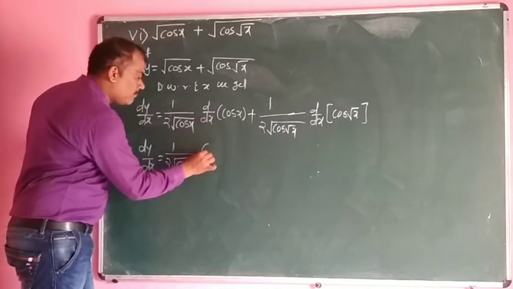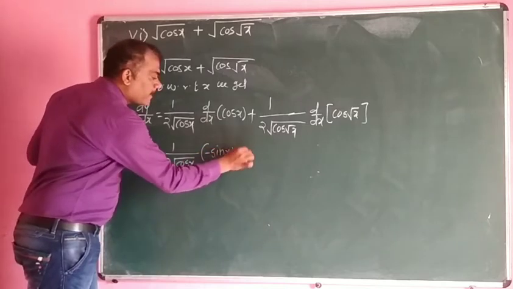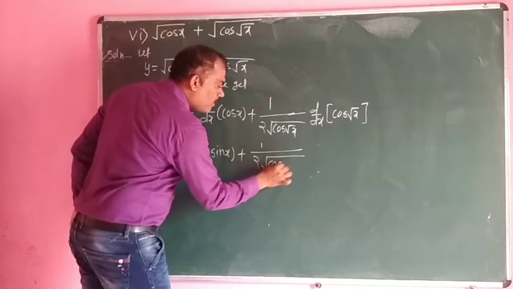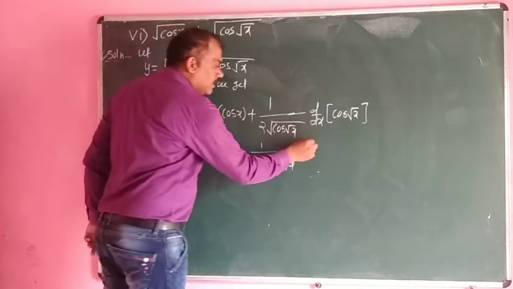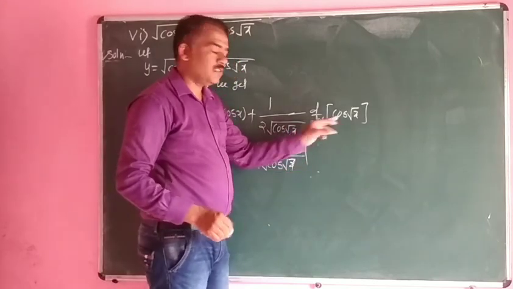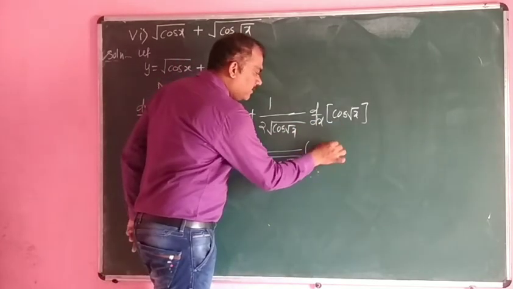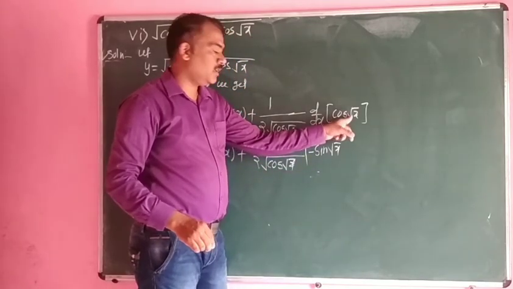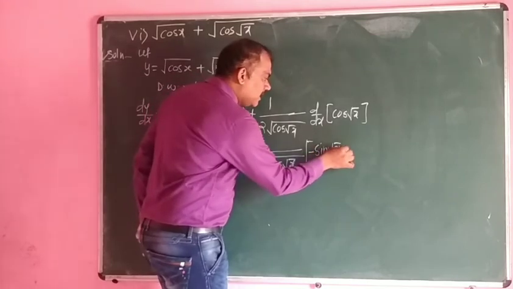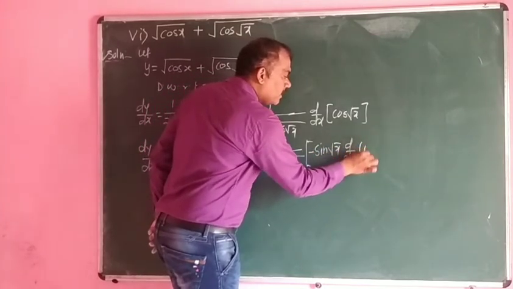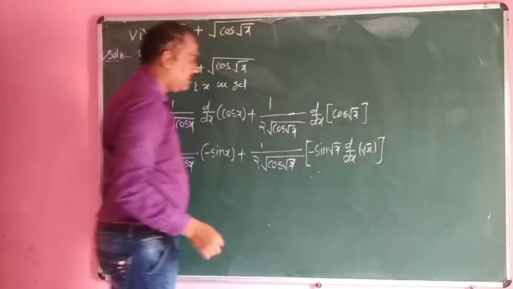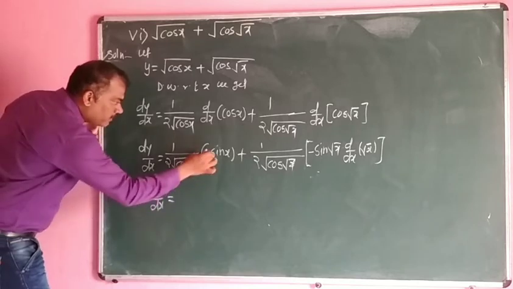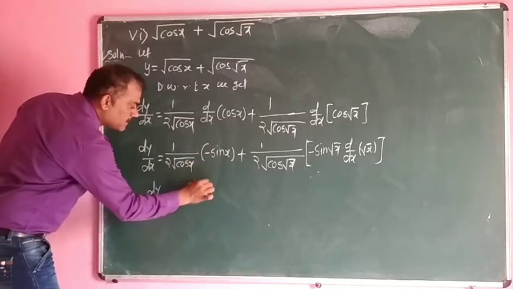what is the derivative of cos x? Minus sin x, plus 1 upon 2 times root of cos of root x into, what is the derivative of cos? That is nothing but minus sin, whatever the angle is there, that is root x. Now we have to take the derivative of this root x, you can write like this, into d dx of root x.